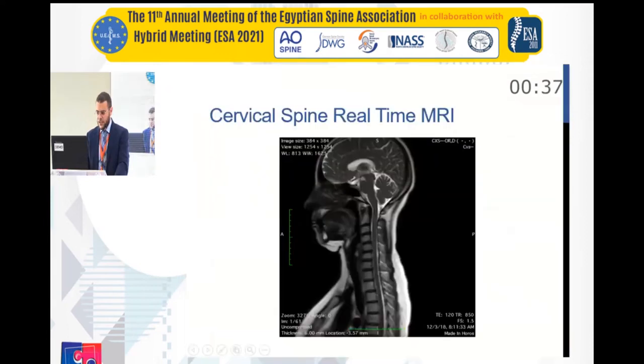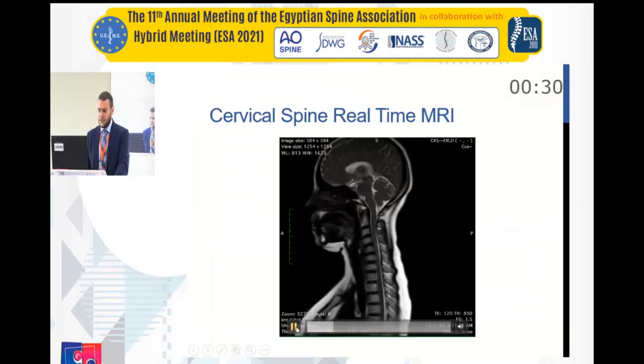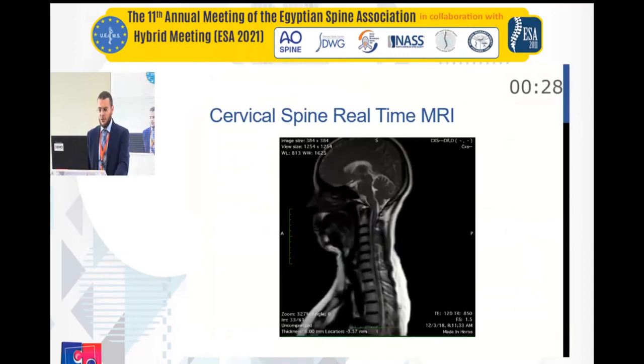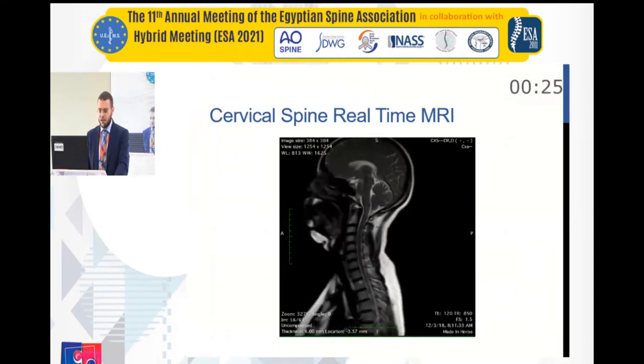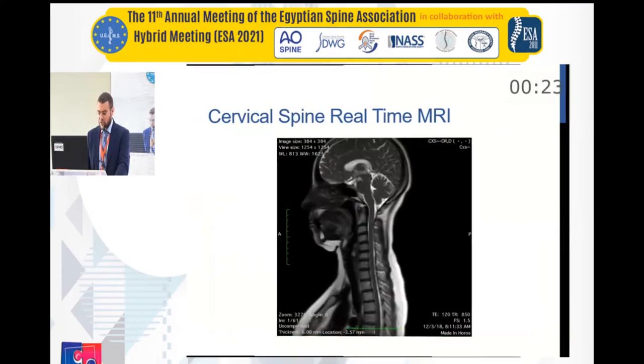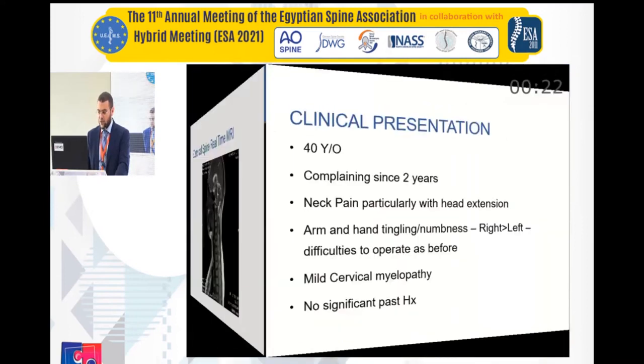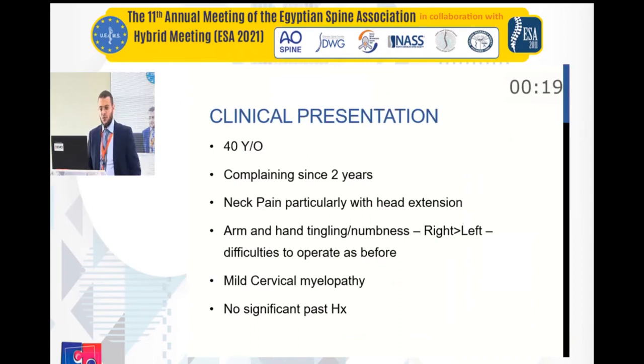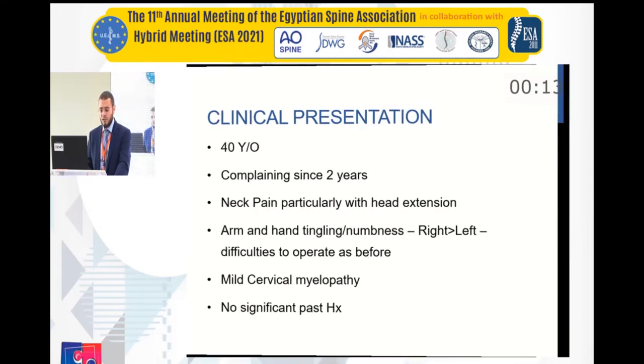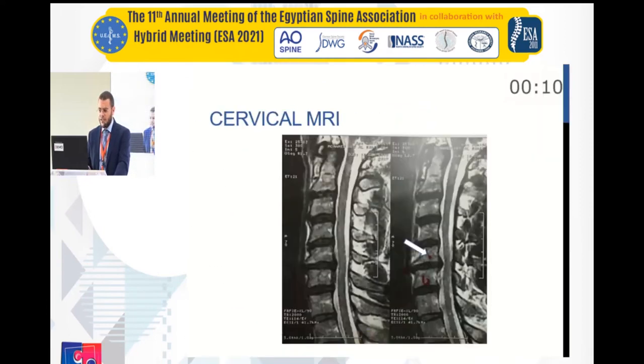This is a volunteer patient on whom we did a real-time cervical MRI, and you can see how we can record the moving spine. This is an interesting case. This is one of our colleagues, 40 years old, complaining of neck pain, and he's starting to have myelopathic signs. He's an orthopedic surgeon. This is his MRI. You can see there is a significant cord signal at C1 posteriorly.